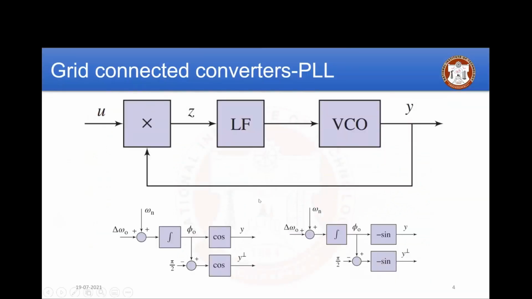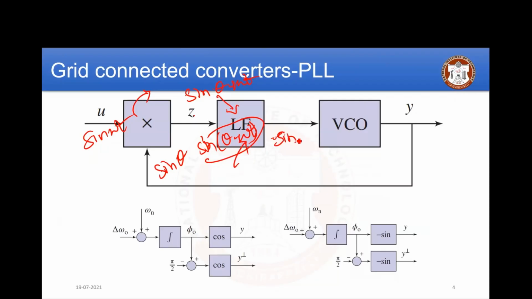See, the terms that I will get here: if you multiply two sine terms, you have a sine omega t term and a sine theta term. You'll get two terms here. If you multiply these, you will have a double frequency term, 2 omega t, or a sine theta plus omega t term and a sine theta minus omega t term. If you pass both of these to a low pass filter, we'll get that low pass term only, that is theta minus omega t.